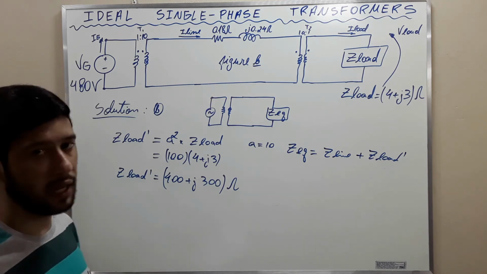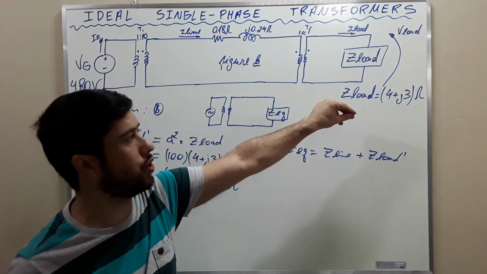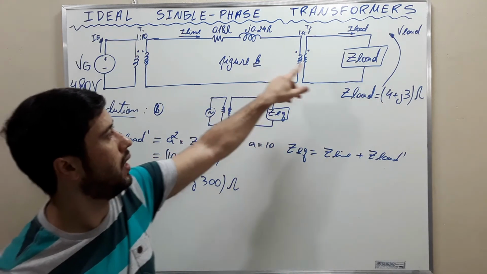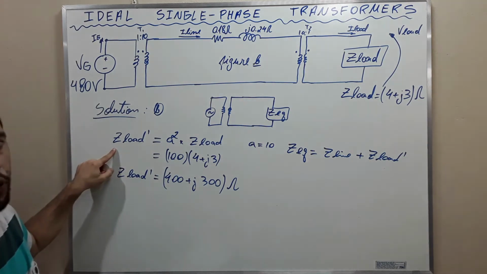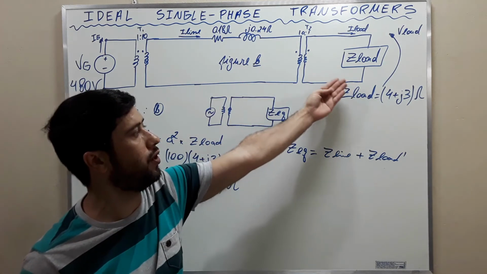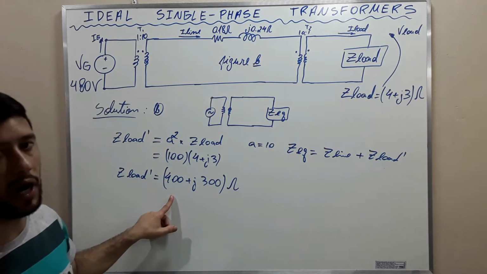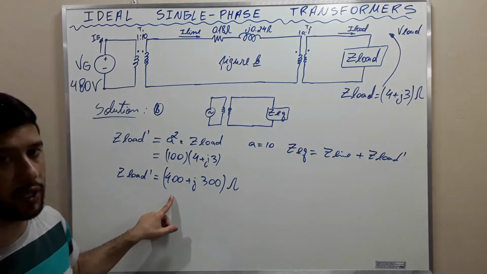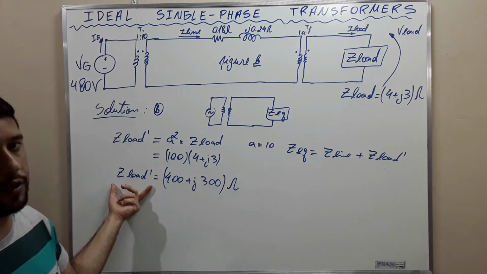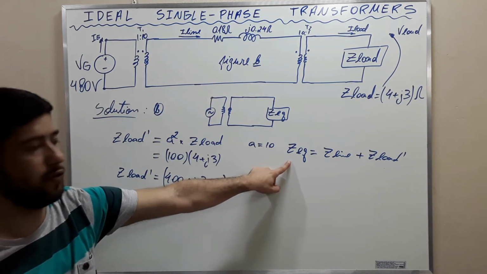Okay? Let us remember to calculate what we wish. Firstly, I referred Z load to the side of the line, and Z load became Z load prime. I use the turns ratio of this transformer to refer this load to this side. Then 4 plus J3 became 400 plus J300. Okay? Subsequently, we wish to combine this referred impedance with the impedance of the line, and this becomes Z equivalent.